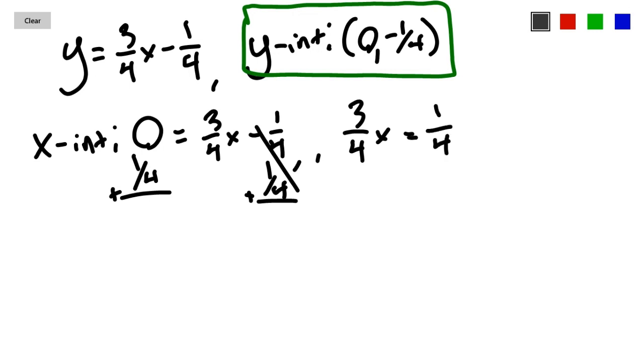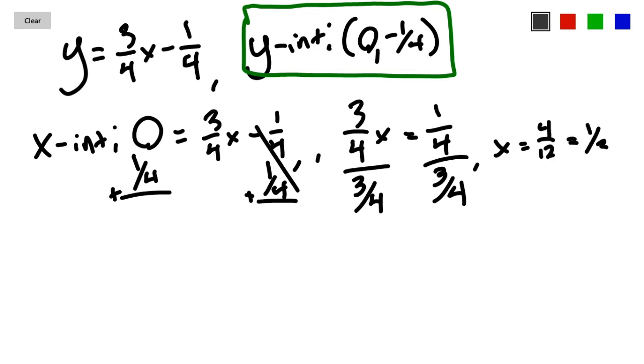And I notice I have a common denominator here of the 4. So I can actually multiply both sides by 4 to get rid of it. But you can also just divide both sides by 3 over 4 and you get the same thing. I get x is equal to 4 over 12, which is 1/3. So my x-intercept is going to be the point (1 over 3, 0).